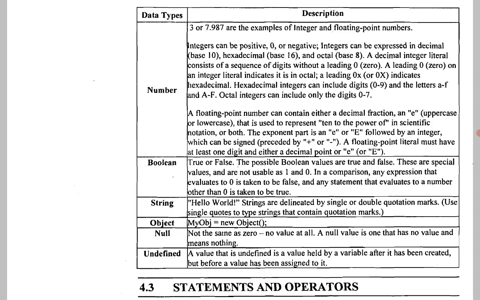The first data type is number, the second one is boolean, the third one is string, the fourth one is object, the fifth one is null, and the sixth one is undefined. So all these are the different data types generally used in JavaScript. The first data type is called number.